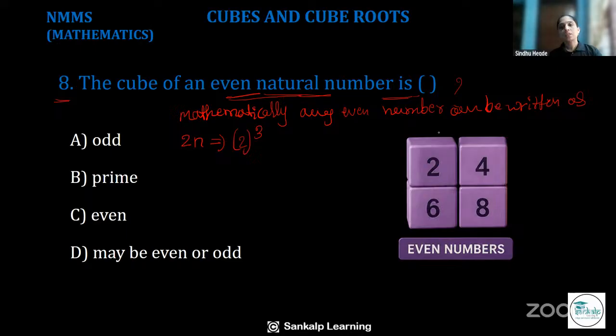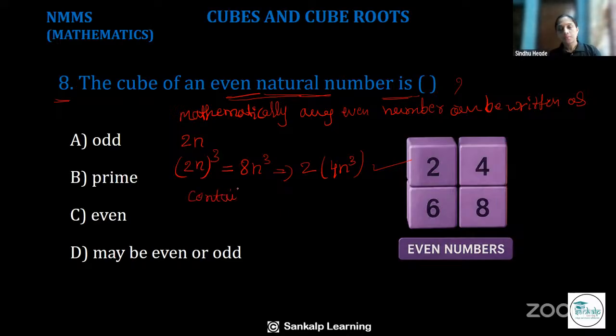So mathematically any even number can be written as 2n. Take the cube of this: 2n cube is equal to 8n cube, because 2n cube is nothing but 2 cube into n cube. 2 cube is 8 into n cube. We can break down this 8n cube as 2 into 4n cube. Both are the same, 2 into 4 is 8. So this result says that it contains a factor of 2.